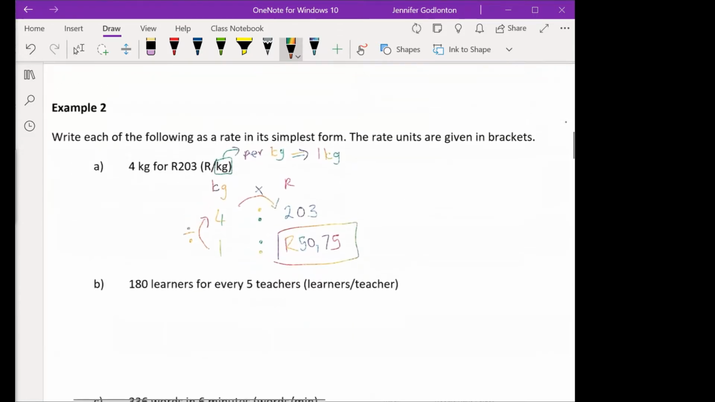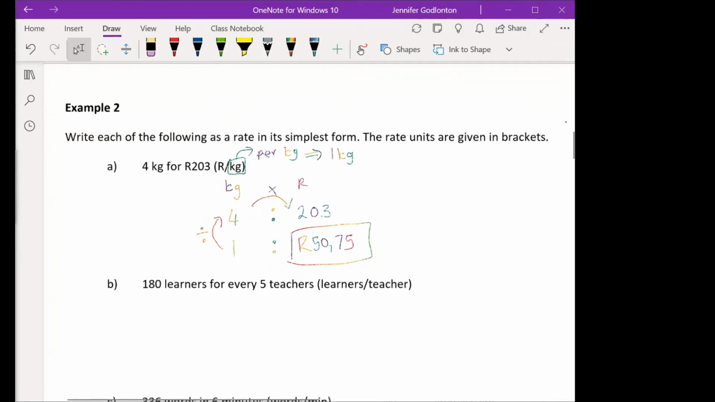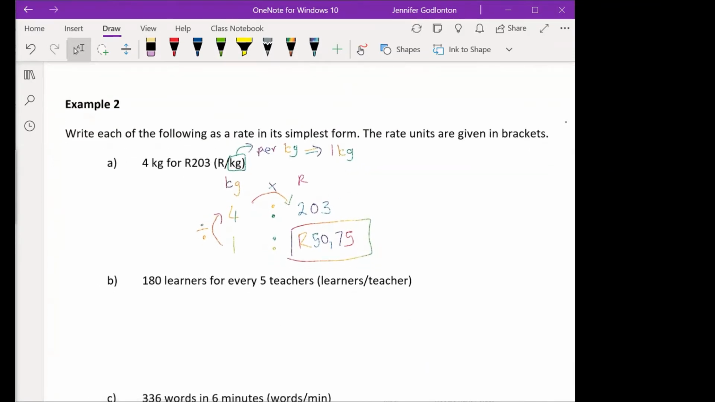Okay, I want you to give B a try for me. Give B a try and then tell me what my answer is going to be. Try and set it up the same way that I've been setting these up, so when they get harder, you're used to how to do this.